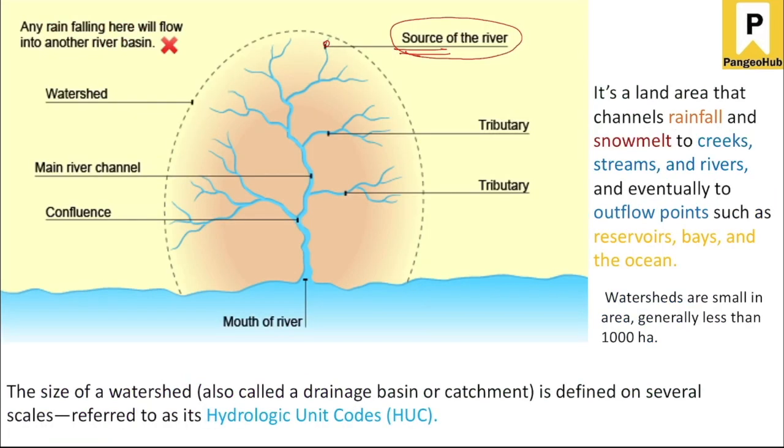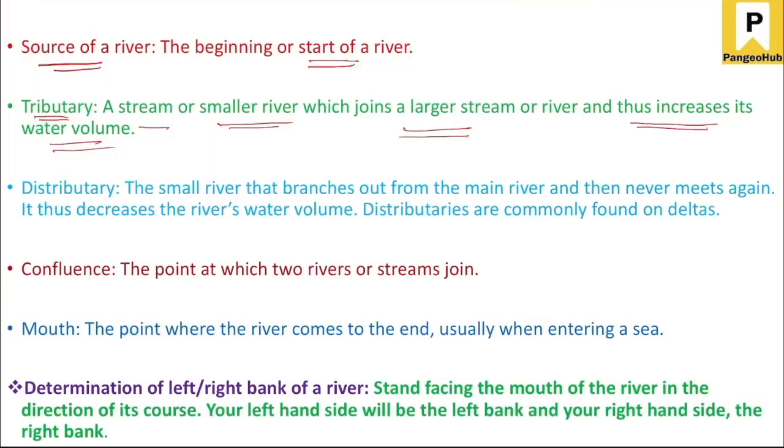Here, these are all tributaries. They join to form a major river that is called the master stream. Another term is distributary. Distributaries are the small rivers that branch out from the main river system. In the case of tributaries, the small rivers join to form a large river, but in the case of distributaries, the major river bifurcates into smaller river systems.